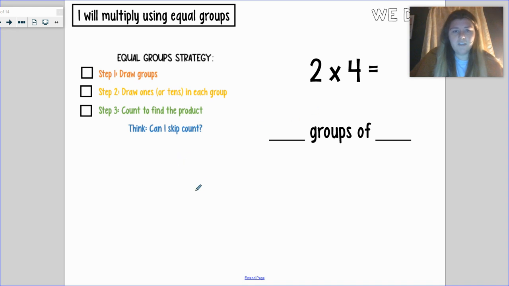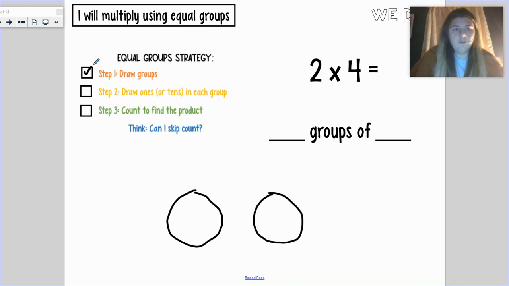All right, let's go over this. So we have 2 equal groups. I hope you didn't draw 4 big circles. Okay, 2 groups here. So 2 groups, right? I'm just bringing that down. Of 4, so 4 dots in each group.